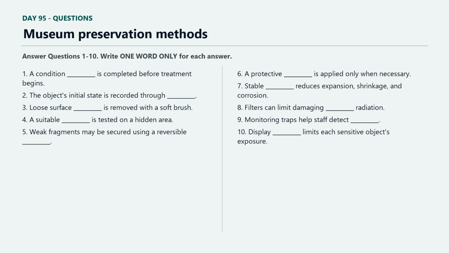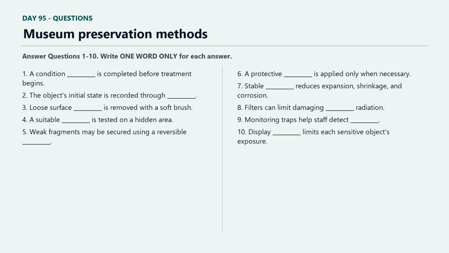A metal tool, a painted wooden panel, and a silk costume cannot be treated as though they react in the same way. Our first topic is the sequence followed when an object enters a conservation laboratory. Registration confirms identity and ownership, but it does not describe every crack, stain, or unstable area.